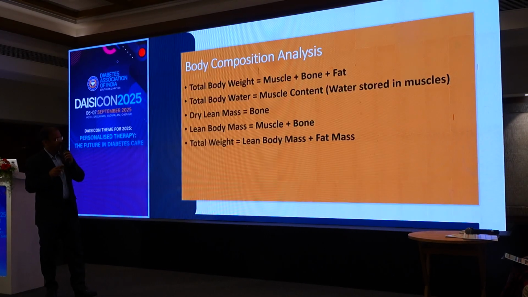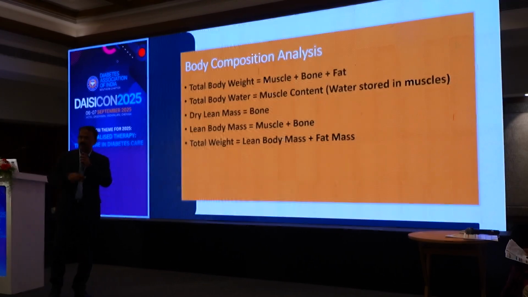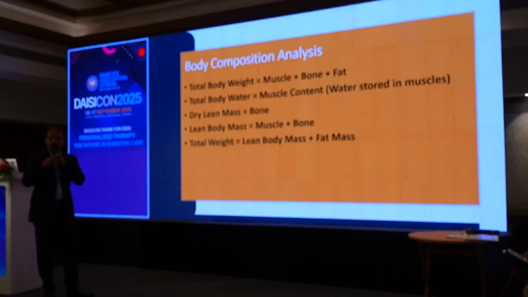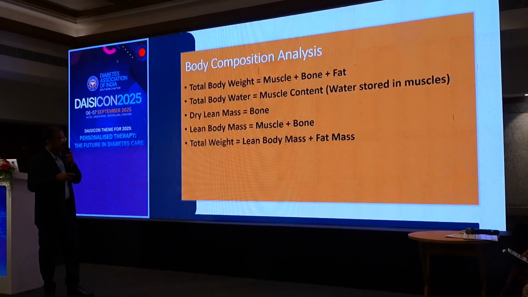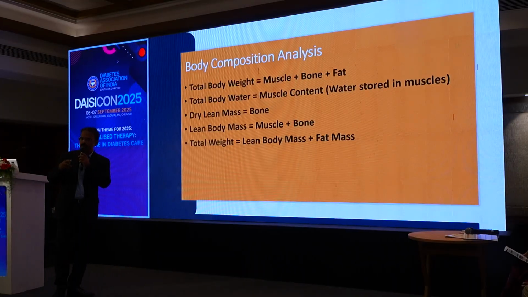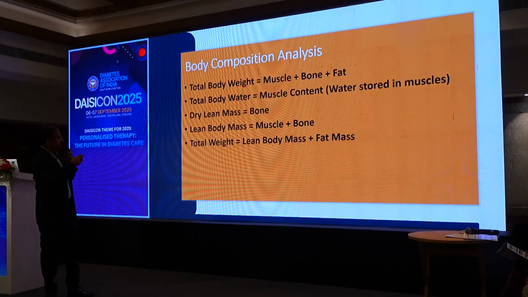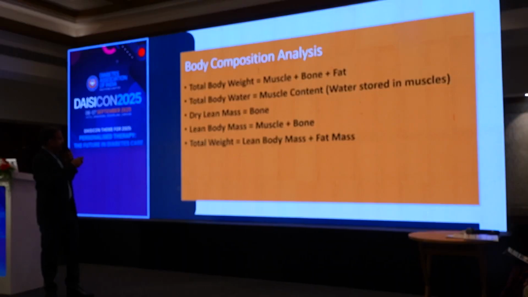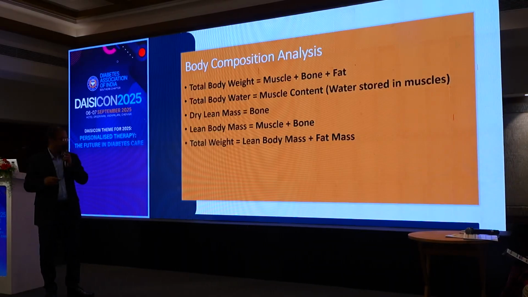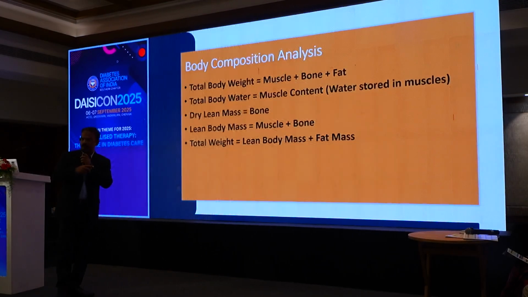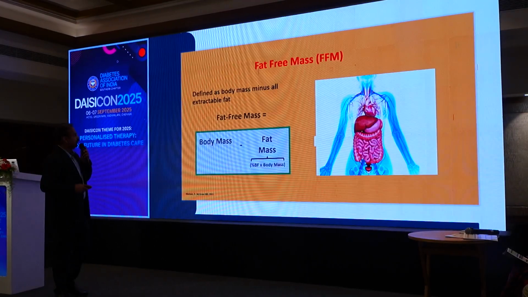If you want to know about body composition analysis, we have to know about the various terms. What is total body weight, which includes muscles, bone, as well as fat. What about total body water, which consists of intracellular and extracellular water. Along with muscle, it includes total body water. Dry lean mass is bone. And lean body mass includes muscles as well as bone, and total weight comprises lean body mass and fat mass. These are the various components we have to know about body composition analysis.